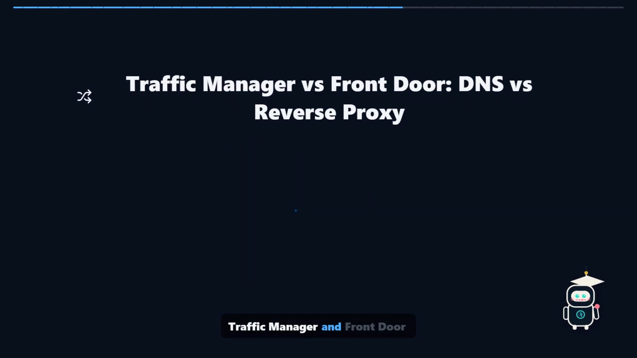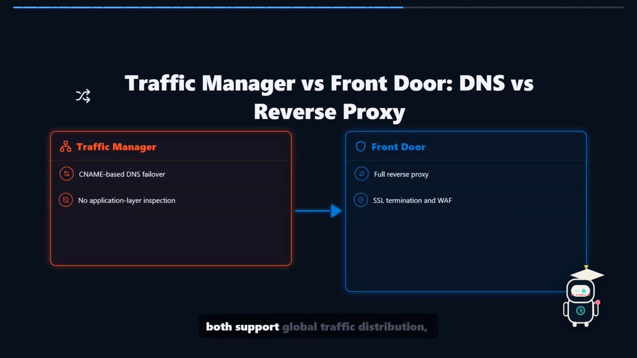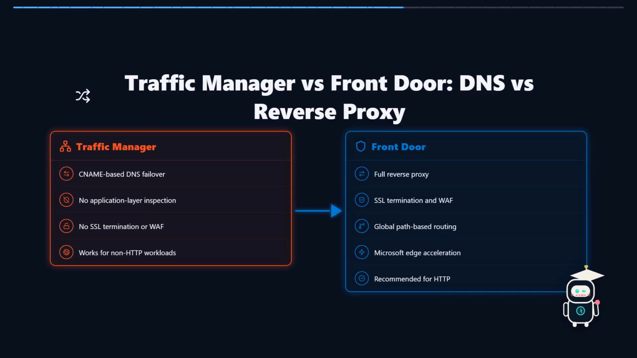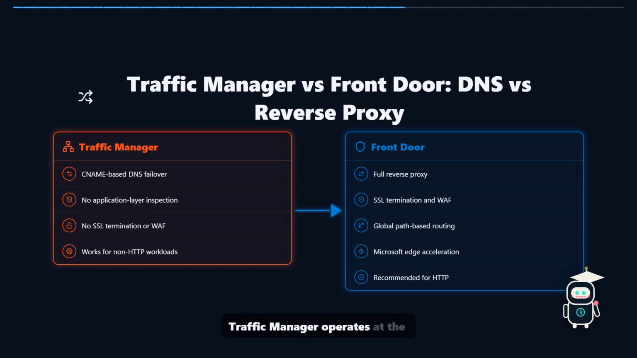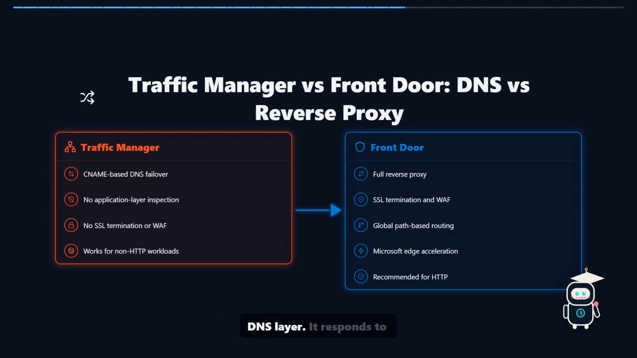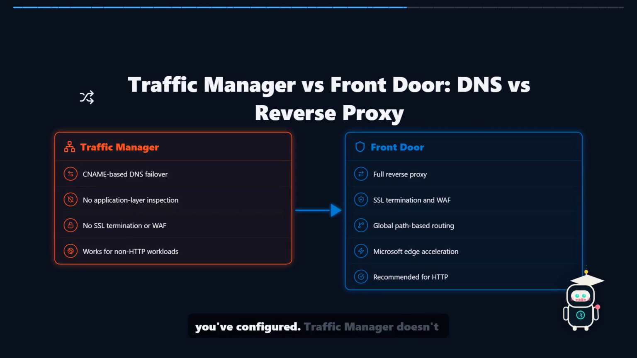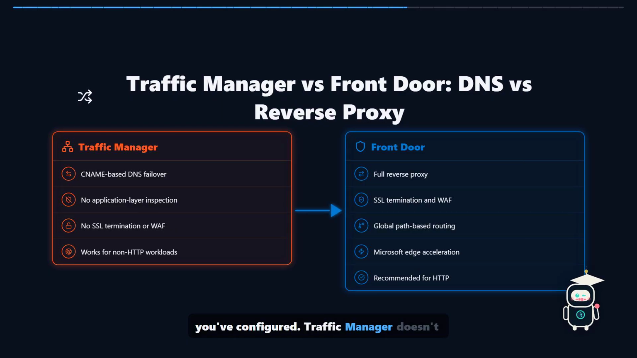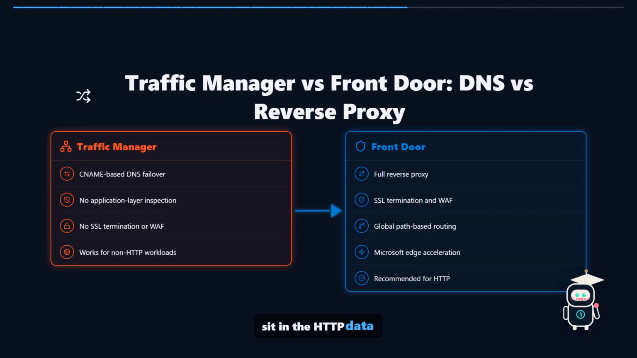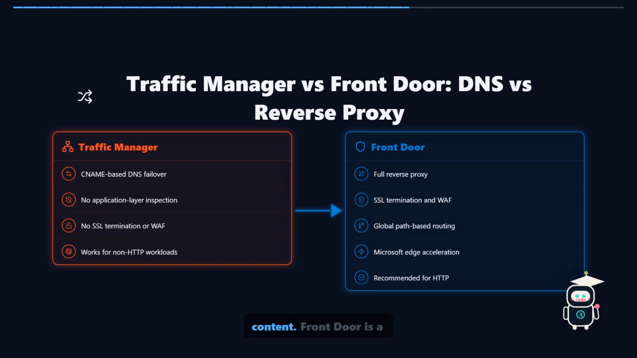Traffic Manager and Front Door both support global traffic distribution, but they work very differently. Traffic Manager operates at the DNS layer. It responds to DNS queries according to the routing method and endpoint health you've configured. Traffic Manager doesn't sit in the HTTP data path, terminate TLS, inspect requests with WAF, or cache application content.